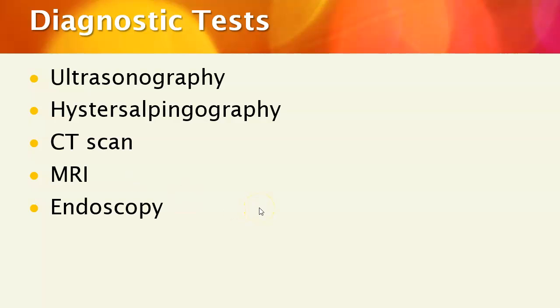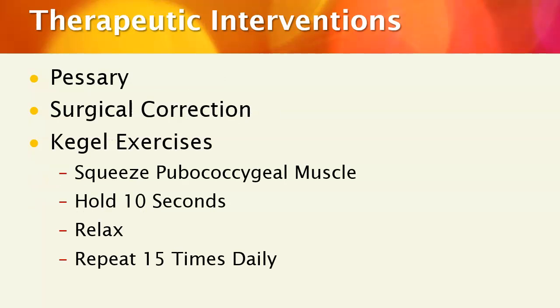Diagnostic-wise, we need to figure out which organ is causing the problem. They can do this with an ultrasound. They can do a hysterosalpingography, which means they're going to do a direct visualization of the uterus and the ovaries. We can do a CT scan, an MRI, or endoscopy, which can give us a visual scope and show us what organ we're dealing with.